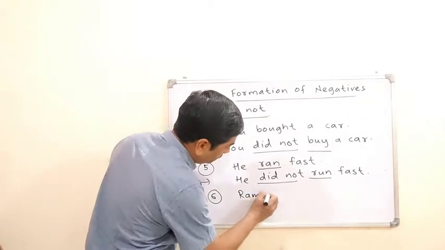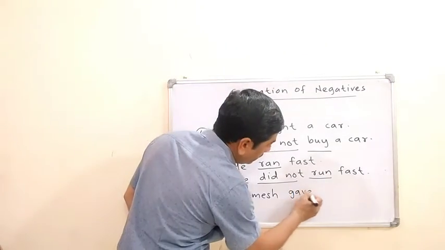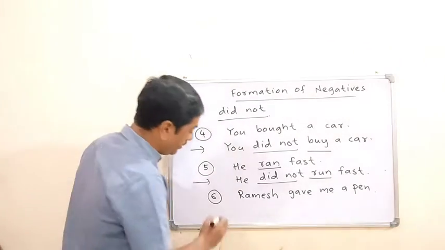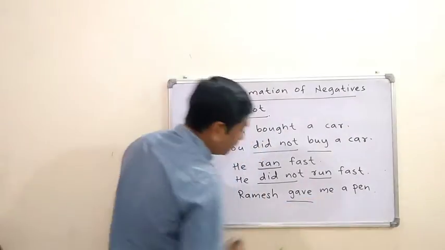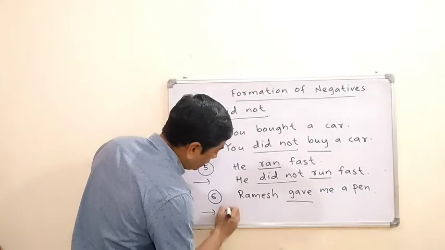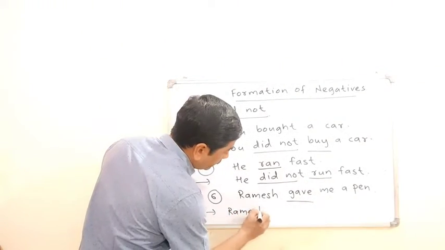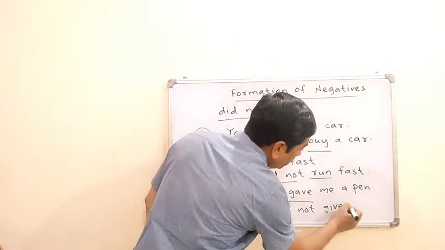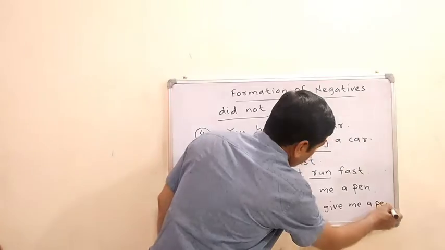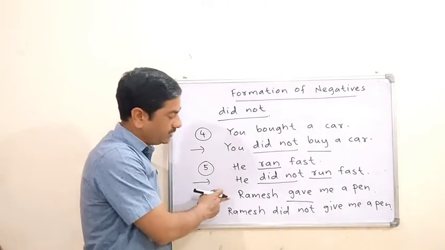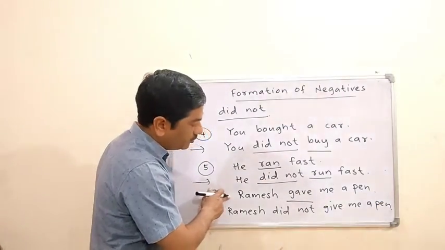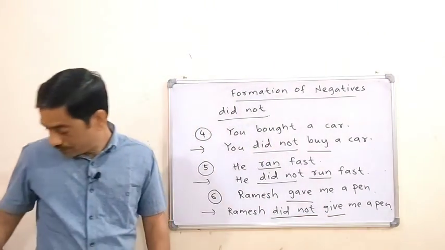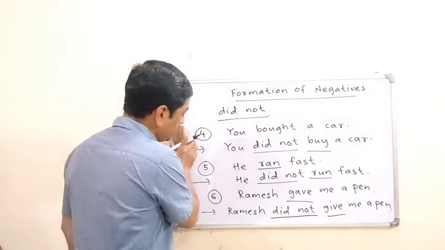Ramesh gave me a pen. Its negative is Ramesh did not give me a pen. This sentence is of simple past tense, and while changing it into negative, we make use of did not and the V1 form of the verb. So we'll study a few more sentences.